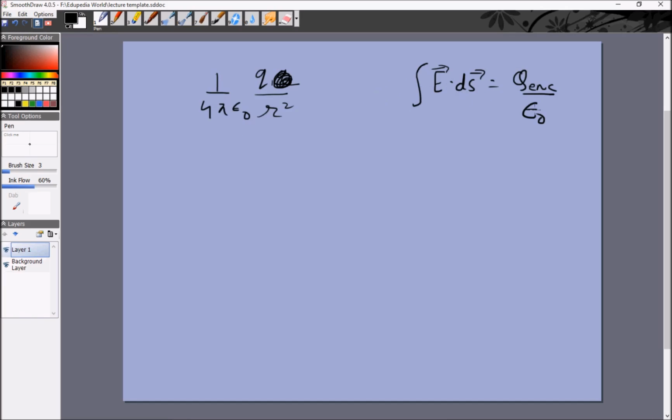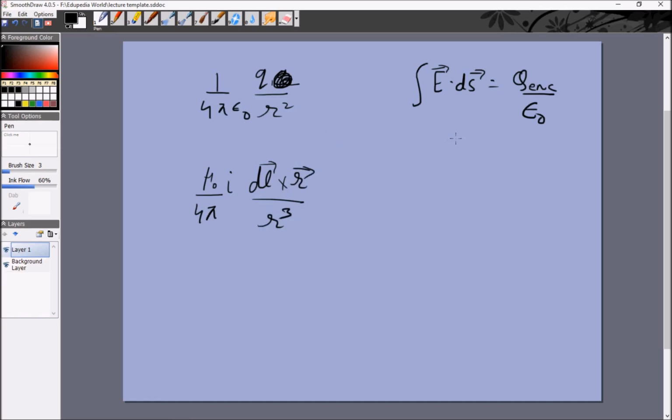Also, we derived Gauss law from Coulomb's law, right? I showed you how to do that. The analog of Coulomb's law for magnetic field is the Biot Savart Law, which says that the magnetic field is mu naught by 4 pi I times dl cross r by r cube.